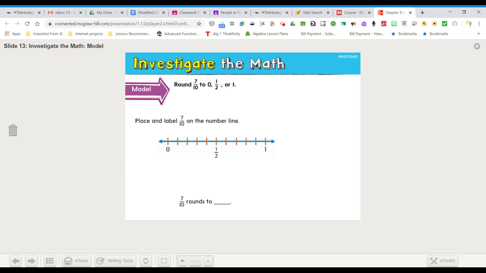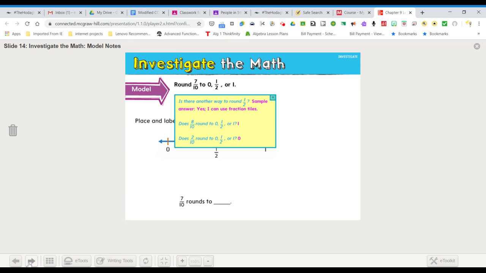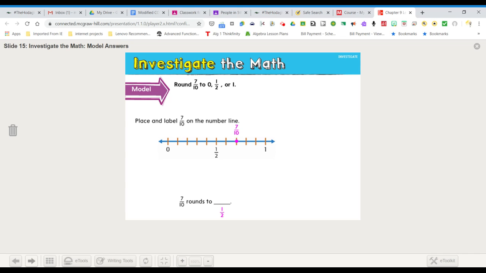So 7/10, when you're looking at a number line, you can see that it is actually closer to 1/2 than it is to 1. It is 2 away from 1/2, but it is 3 away from 1. So the correct answer here would be 1/2. Take a minute to fill in your book.